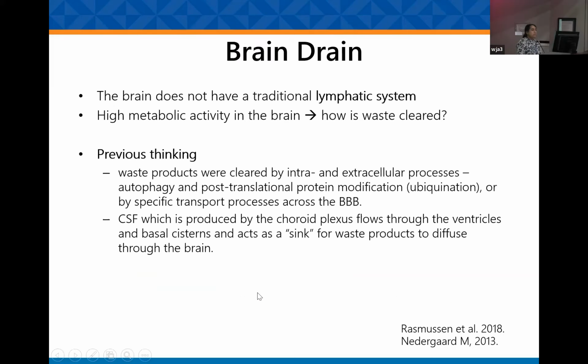So the brain does not have a traditional lymphatic system the way we see it in peripheral organs, but the brain is a very highly metabolic organ. So how is waste cleared from the brain? Previous thinking was that waste products were cleared by intra and extracellular processes, autophagy and protein ubiquitination, or by modulating proteins so that they could be specifically transported across the blood-brain barrier. The CSF, which is produced by the choroid plexus, flows to the ventricles and basal cisterns and acts as a sink for the waste products to diffuse through the brain.